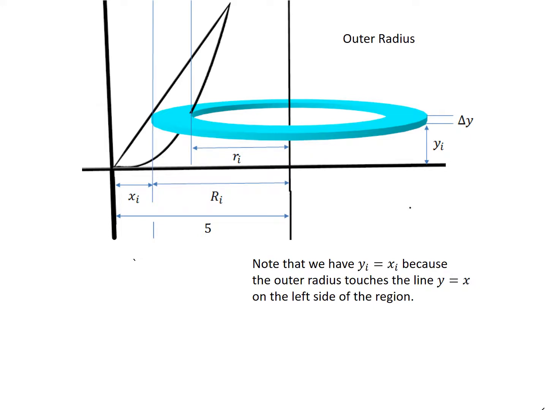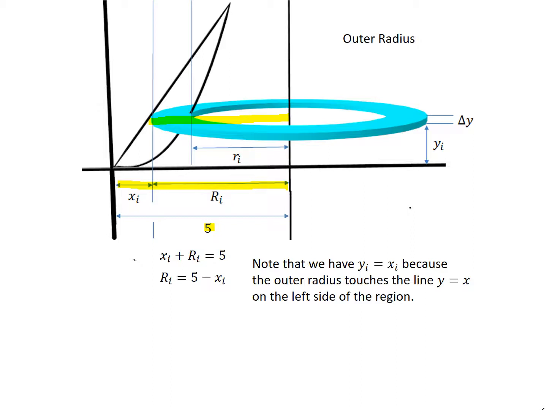So the outer radius is going from x equals 5 all the way over here to the line y equals x. This point on the line is x sub i, y sub i. And I might notice that my x sub i plus my capital R sub i add up to be 5, because we have the distance going from x equals 0, the y-axis, to this vertical line x equals 5. So I can write this here as x sub i plus capital R sub i equals 5. So capital R sub i is 5 minus x sub i.